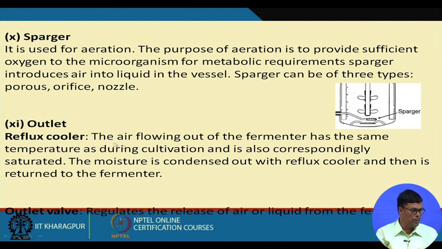Then the reflux cooler. This is fitted in the outgoing stream of the air, because if you allow the air to go out of the reactor, then as it passes through the reactor, your air will be saturated, and slowly you will find the volume of the fermenter will go down. If you want to maintain the volume of the fermenter the same, then there should be a condenser at the exit of the air stream, so that you can condense the vapor back into the reactor and your volume will remain constant.